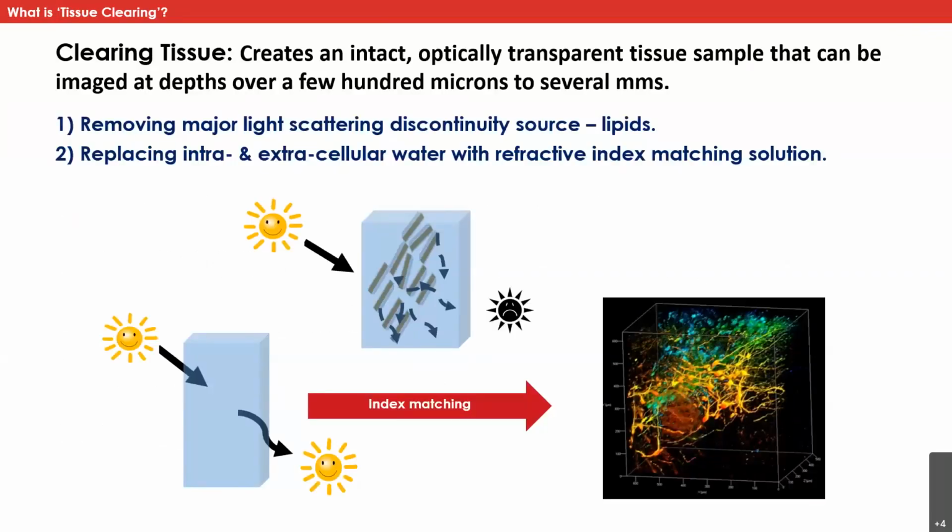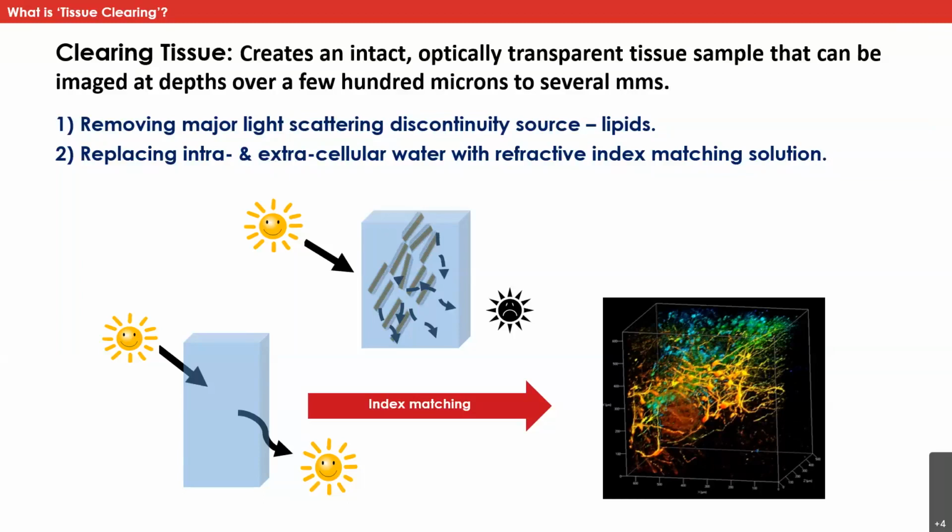So what is tissue clearing? A simple functional definition is that tissue clearing creates an intact, optically transparent tissue sample that can be imaged at depths over a few hundred microns to several millimeters. Now, the emphasis here is on the imaging component. What you're doing the tissue clearing for is so that you can get clear and insightful images, not necessarily so that you can get clear tissues. It's what the clear tissues allow you to do for the imaging that is why you want to go about this.